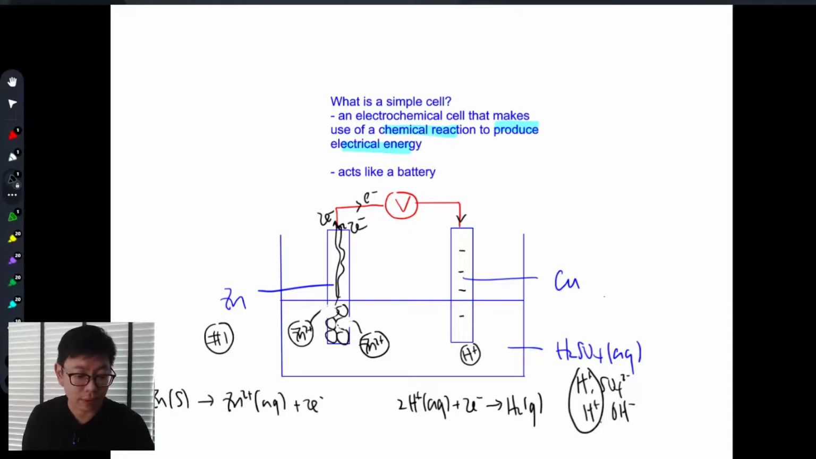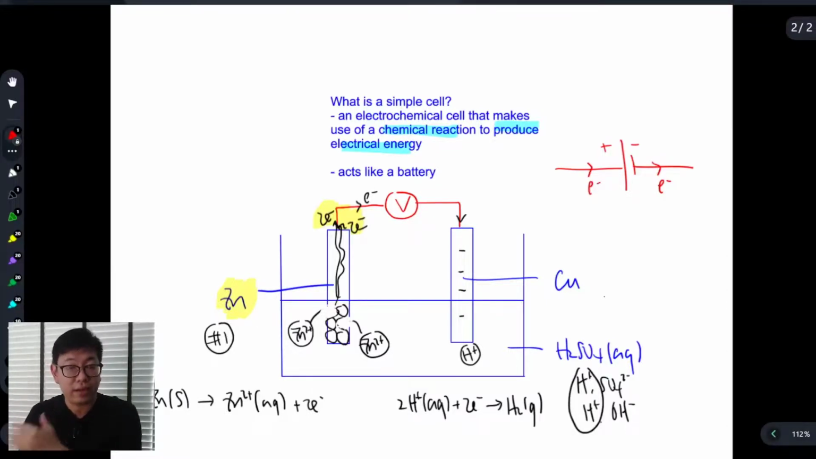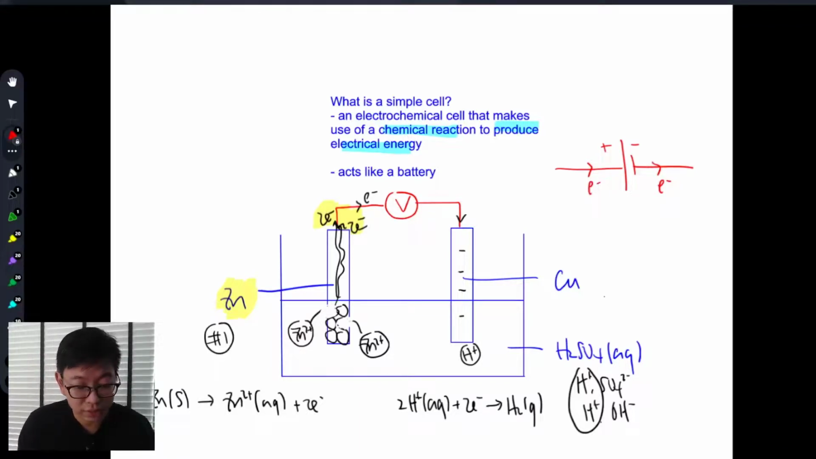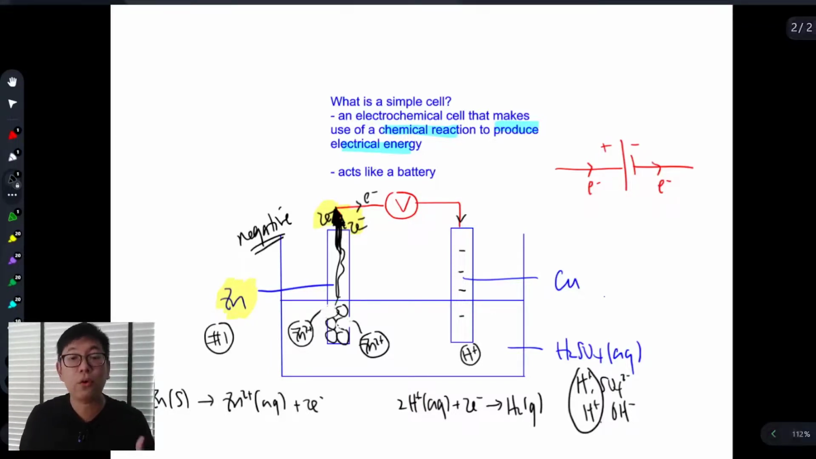Now, what about naming? Once you identify the more reactive metal, we know that electrons flow out of it. If I were to get you to compare this to a battery, for a battery, electrons flow out of the negative terminal and flow into the positive terminal, out of negative into positive. So if electrons flow out of zinc, your zinc becomes your negative terminal. On the other hand, electrons flow into copper, so they flow downwards into copper. As a result, copper becomes your positive terminal.